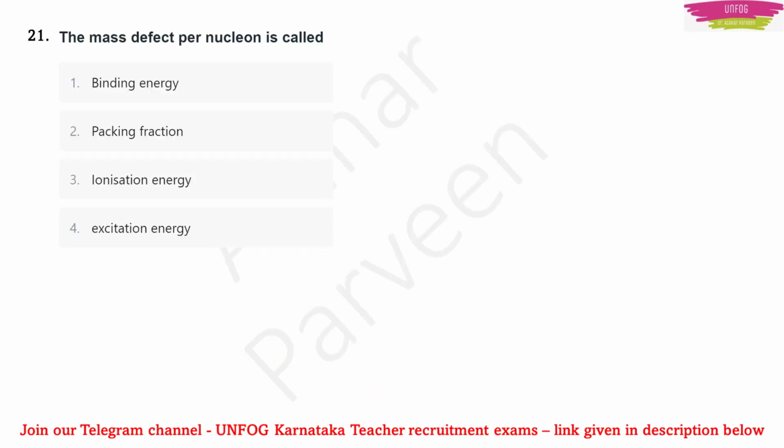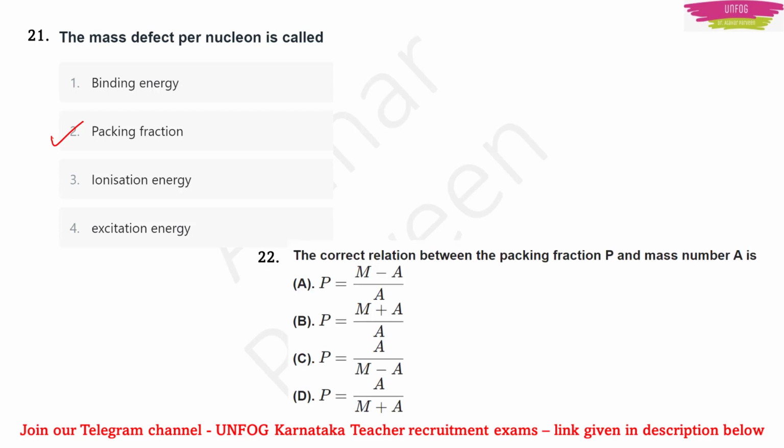Like for example, this is the one. The mass defect per nucleon is called, of course, packing fraction. The correct relation between packing fraction and mass number is (M minus A) upon A. Option A.